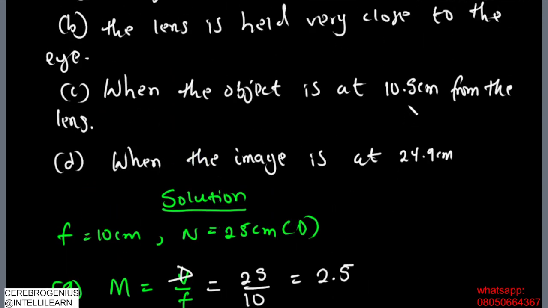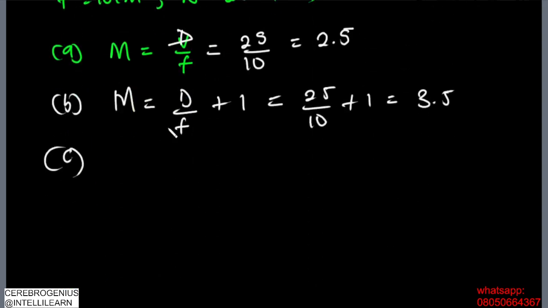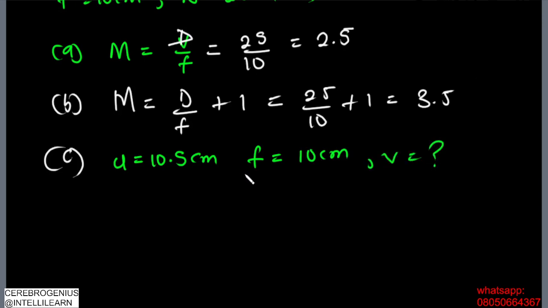Now let's look at the third question. The third question says when the object is at 10.5 centimeter from the lens. That means U is 10.5 centimeter, and we have F to be 10 centimeter. Now, how are we going to get the magnification in this case? We need V, so that we can do V divided by U as the magnification. So we have to get V.